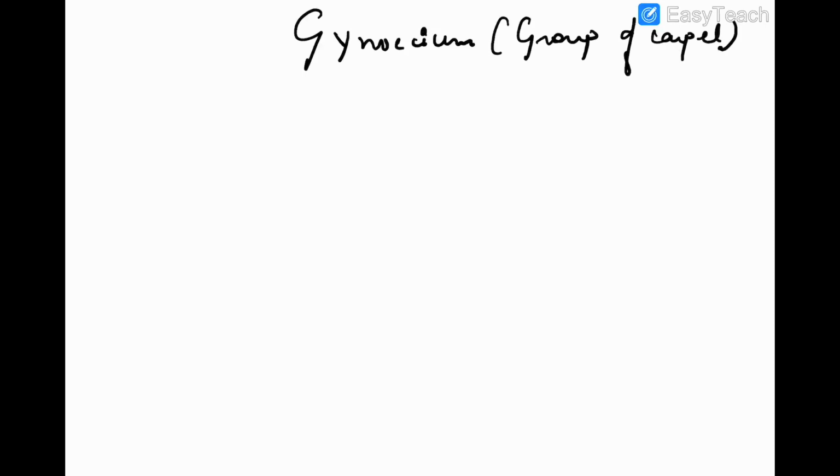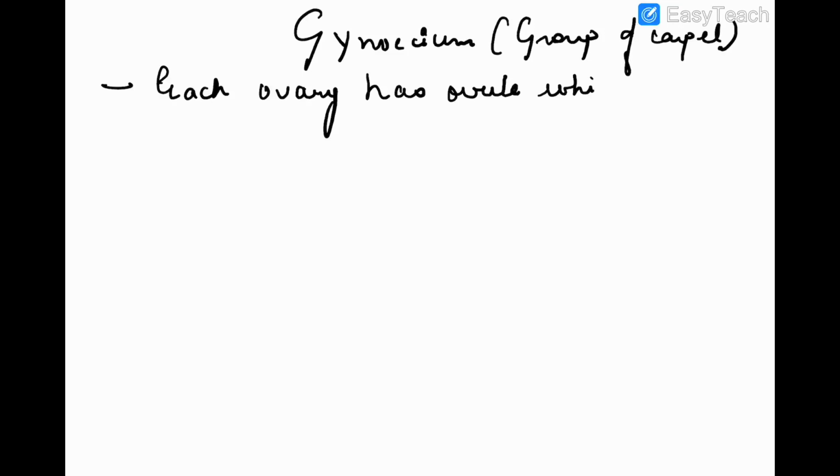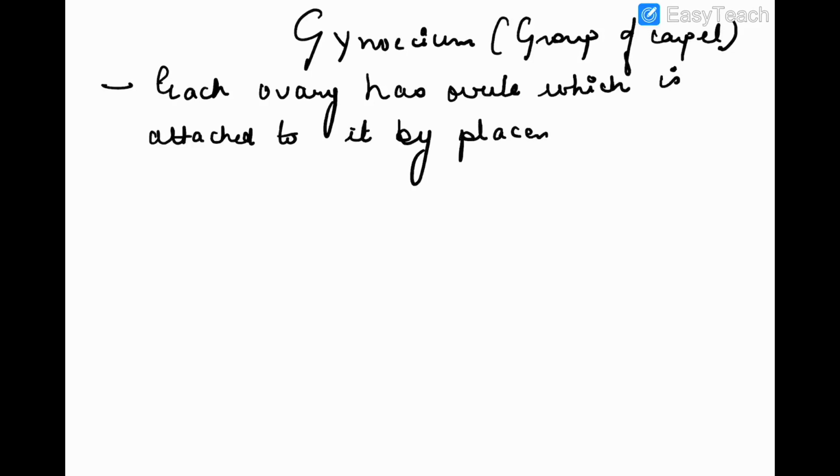Now let us talk about gynoecium, which is group of carpel. Each ovary bears one or more ovule. Each ovary has ovule which is attached to it by placenta. Let us understand this line with the help of diagram.